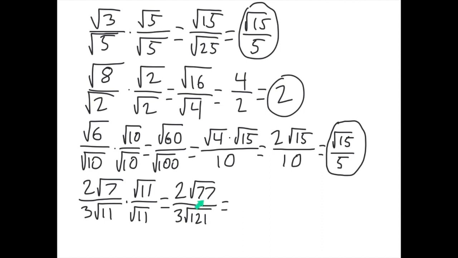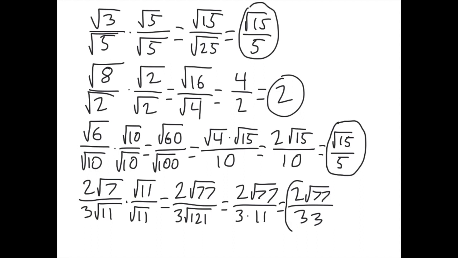Now 77 can't be reduced at all, but 121 can. So 2 over the square root of 77 stays exactly that, and this becomes 3 times the square root of 121 is 11. So now we can multiply those out. 2 over the square root of 77 stays that way, and 3 times 11 is 33. Rationalize the denominator, and 2 and 33 can't reduce each other at all, so we're done.